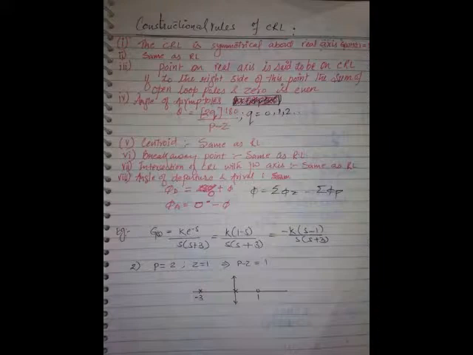Rule number 4, angle of asymptotes. It is 2q into 180 by p minus z, where q takes the values of 0, 1, 2, 3, and so on. So odd is replaced by even.